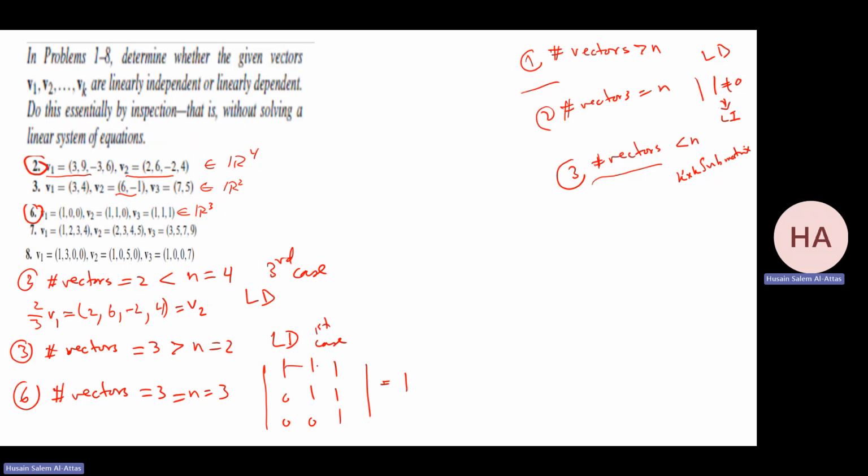That will be 1 times 1, which is 1, not equal to 0. So for sure, these vectors are linearly independent. Let me write: V1, V2, V3 are linearly independent.